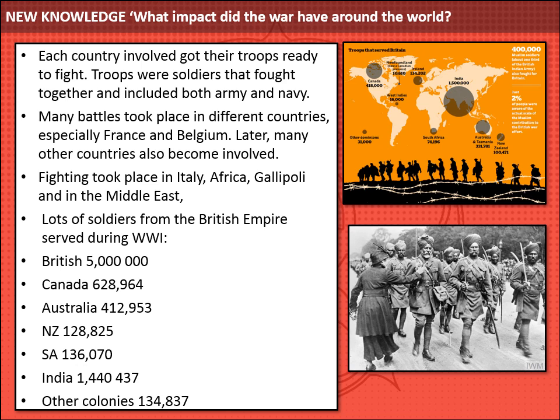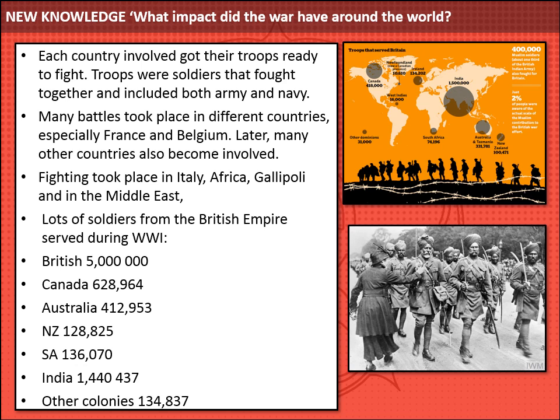Now, each of the countries involved got their troops ready to fight. Troops are groups that fought together and included the army and the navy, so people on land and in the sea. Now, the war saw lots of battles take place in different countries. Quite a lot of the fighting took place in France and Belgium. And later, many other countries also became involved. We're going to have a look at this today in our lesson. Fighting took place in Italy, Africa, Gallipoli, and in the Middle East. And they had lots of soldiers coming from the British Empire who served during World War One.